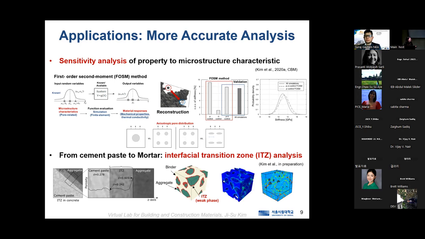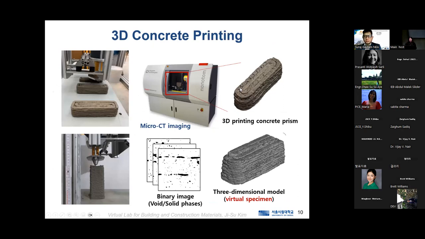And also when we consider the interfacial transition zone, the ITZ, the transition zone between the aggregate and the cement paste, we can also evaluate the properties of mortar or concrete. So we can extend this framework to construction materials in general. And now I'm currently working on 3D concrete printing technology. This is an example of a printed specimen. But the big challenge of 3D concrete printing is to develop a material which can be extruded through the 3D printer nozzle, and which has enough buildability not to face material failure or buckling.